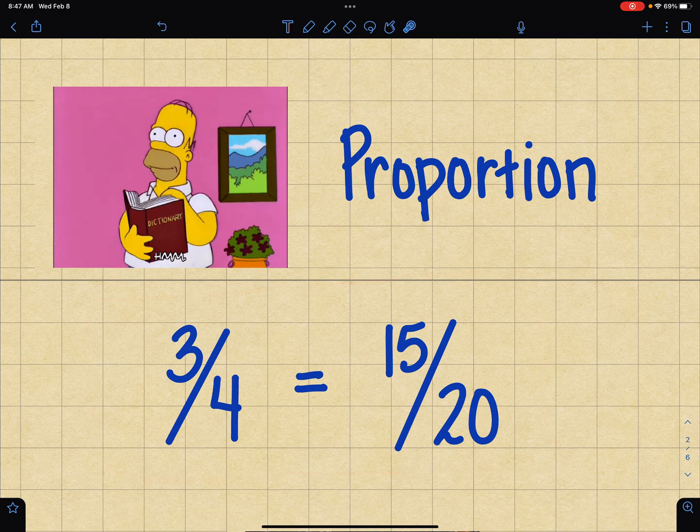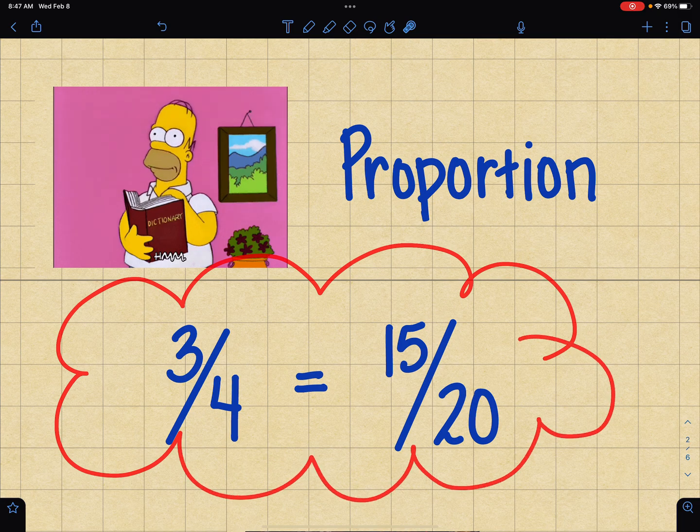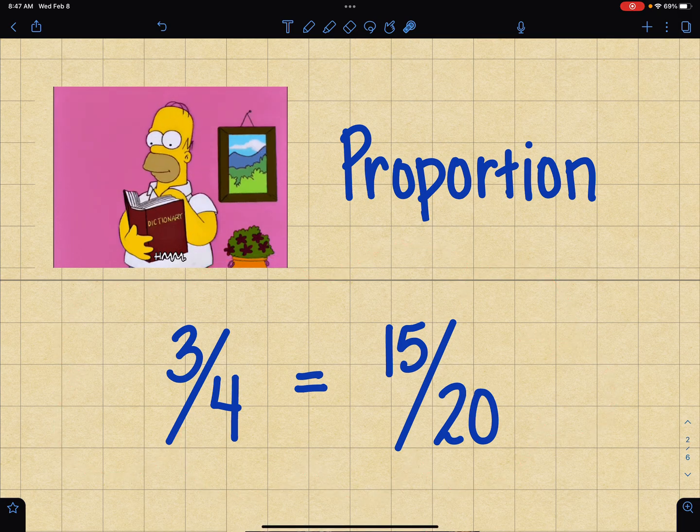So now if someone comes up to you in the hallway and says, hey, Addie, what's a proportion? You can say, I know what a proportion is. It's easy. It's just an equation or statement in which two ratios are equal. And you can use that for a lot of purposes.